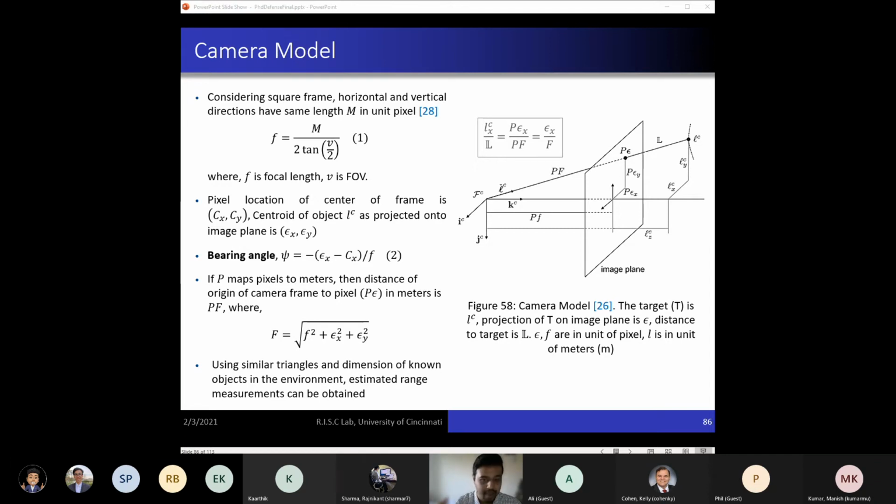Now, if we have a parameter P or a function that is mapping the unit meters to pixels or vice versa, we can use the object size and focal length augmented with these measurements. Even the distance to an object can also be measured.